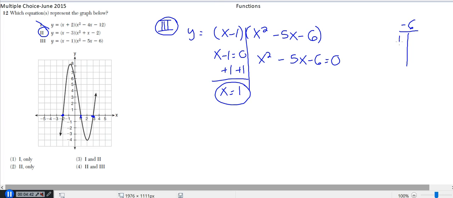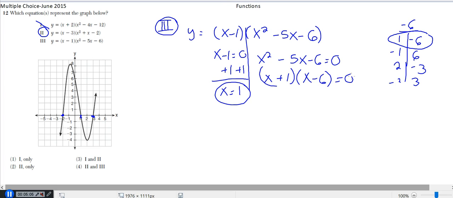Factors of -6 are +1 and -6, -1 and +6, and 2 and -3, and -2 and +3. But the factors that add up to -5 are 1 and -6. So rewritten in factored form, we have x plus 1 times x minus 6 is equal to 0, and we're going to set each of these factors equal to 0. So x plus 1 is equal to 0, minus 1, minus 1, x is equal to -1. And since the graph does not cross the x-axis at x is equal to -1, choice 3 cannot be the answer, and the answer is only going to be Roman numeral 2, which is answer choice 2.